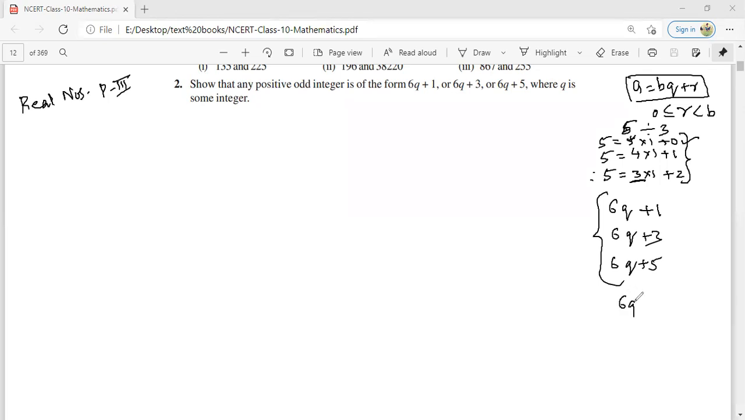This is the form of 6q plus r, correct? r is the remainder. Different remainders are given. This question is of the form 6q plus r, correct? Understood? So whatever form is given, we will suppose that the given integer is of this form. So how will we start this type of question? Let a is equal to 6q plus r be a positive integer.